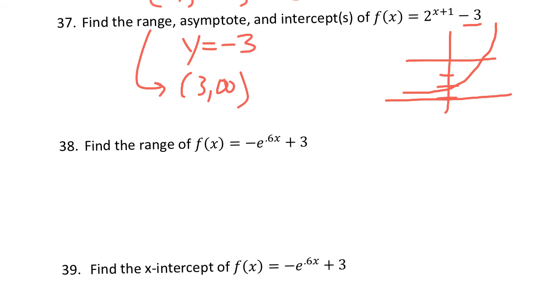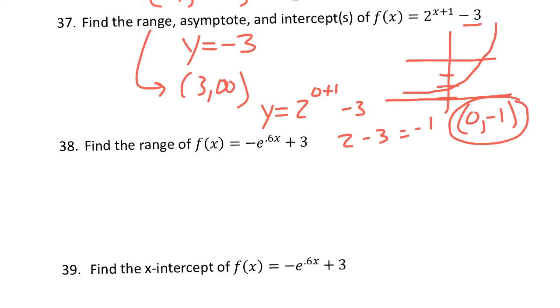And the intercepts can be found by letting x be 0. So it's 2 minus 3 is -1. So 0, -1. And the other intercept can be found by letting y be 0. And if we let y be 0, we would add 3.